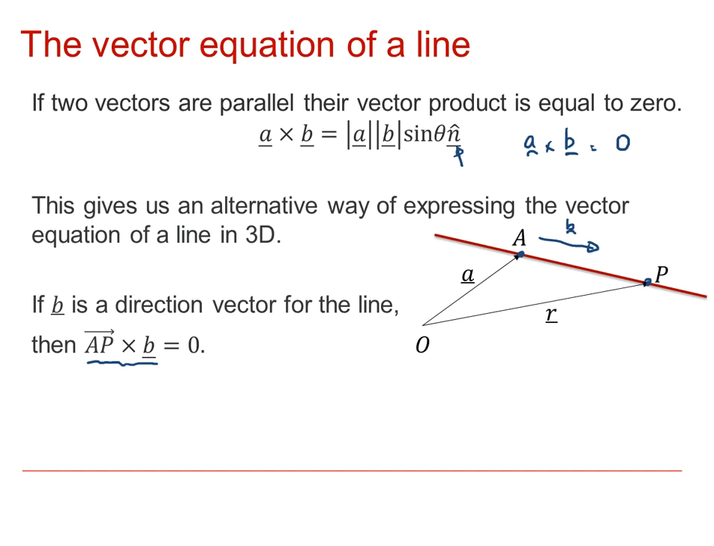And if that is the case, well, the vector AP is vector r minus a, so that cross product with the direction b we can say is equal to the 0 vector. So this is now another way of writing the equation of a line: (r minus a) cross b is equal to 0.